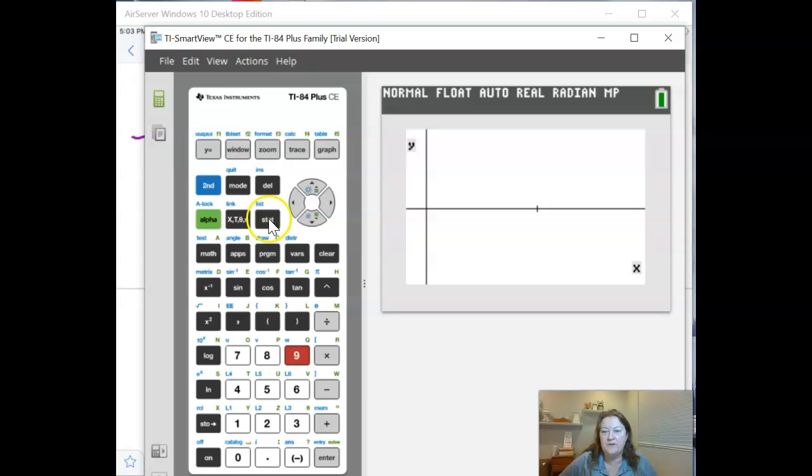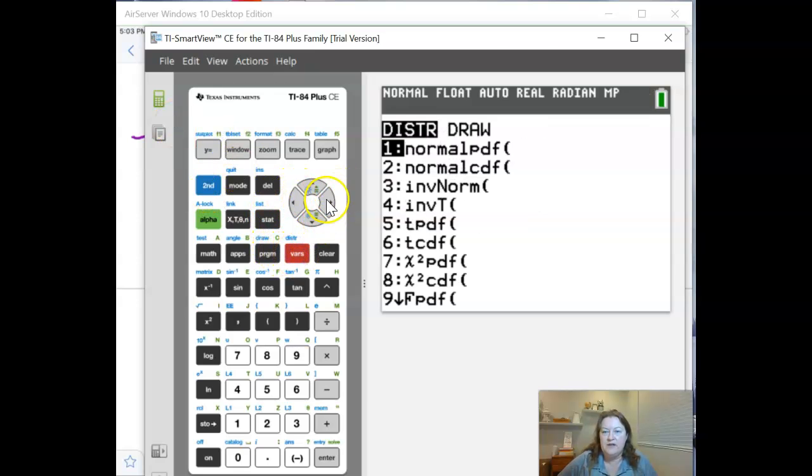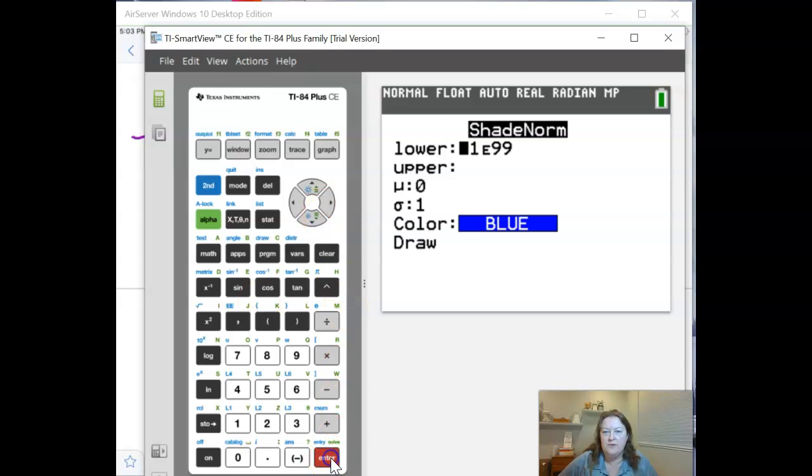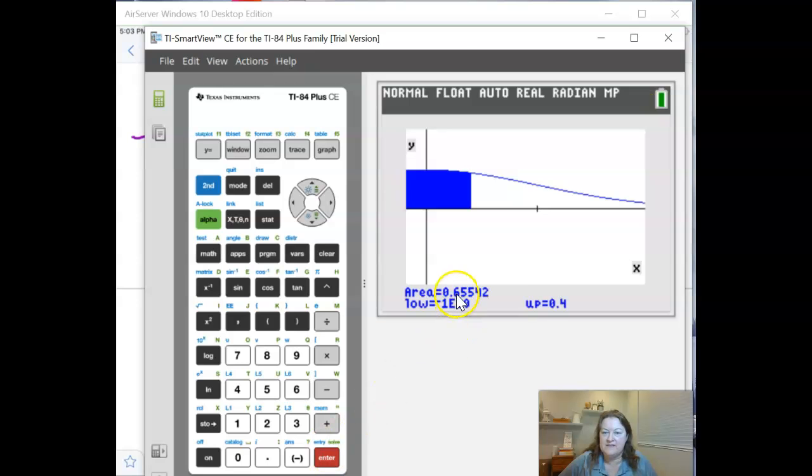Oh, I have to go back and redo it. How sad. Okay, second distribution. Go over to draw, shade normal, negative 10 to the 10th. Our upper is 0.4, and the rest is fine. And I press draw. And there we go. And again, it says underneath that this is 0.65542.